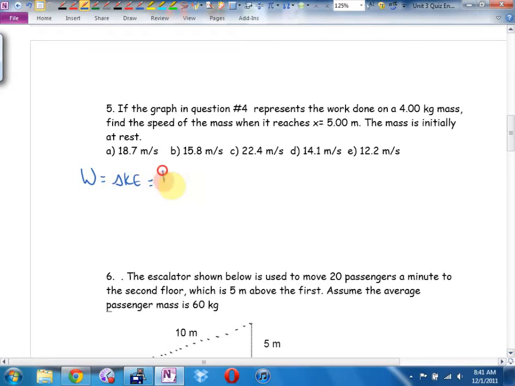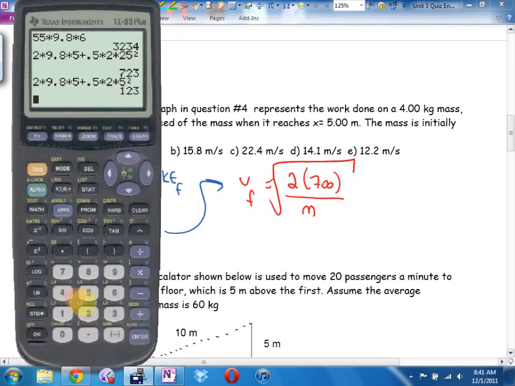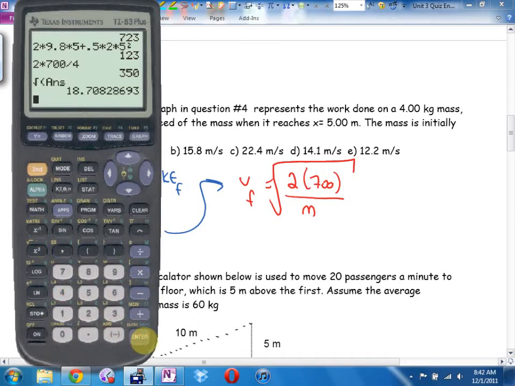You know what? The work is actually going to end up being the final kinetic energy. It's going to end up being a half mv final squared, and it was, I believe, 700 joules of work. I think the final velocity is going to be 2 times 700 divided by the mass, square rooted. It's going to be 18.7 meters per second.